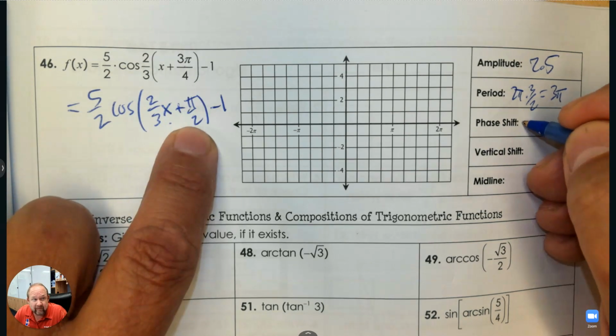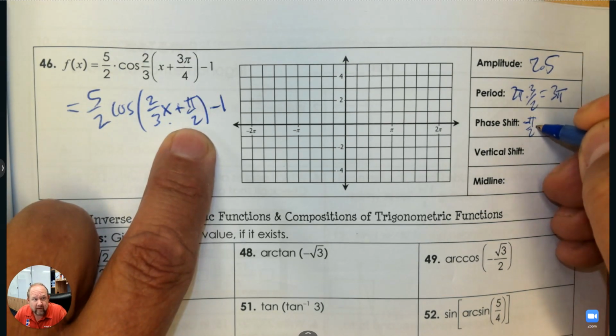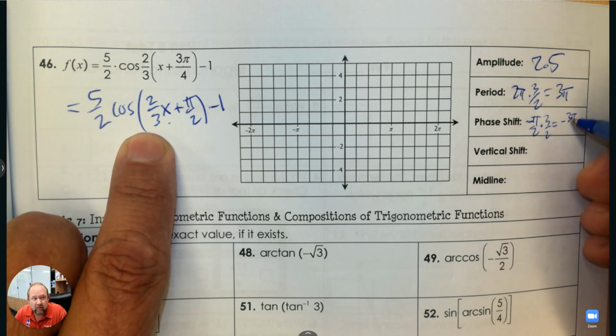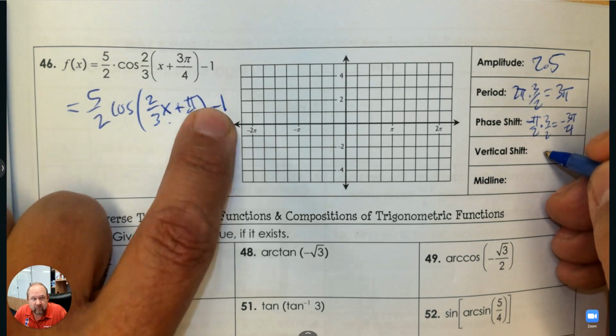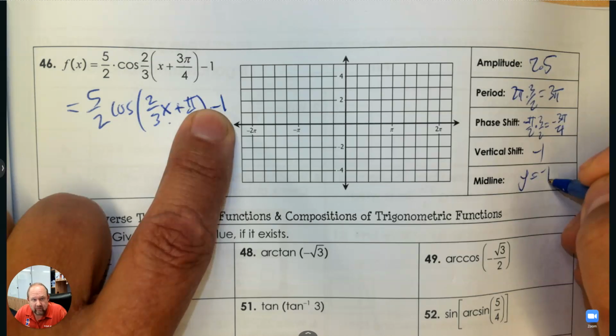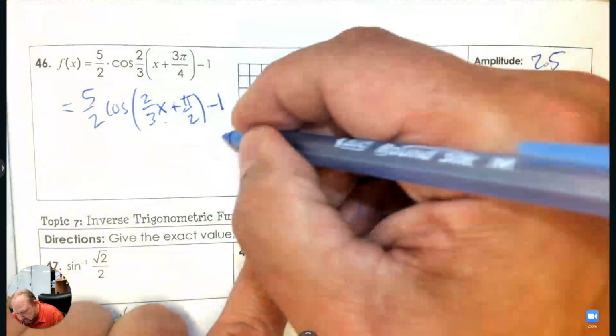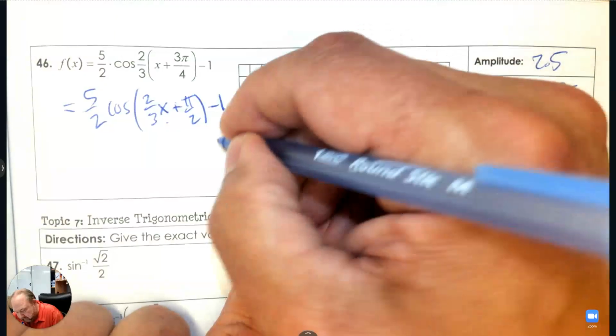We have a phase shift. It's negative pi over 2 times the reciprocal, 3 over 2. That's negative 3 pi over 4. Vertical shift is negative 1, which is our new midline. So we're going to start there at negative 1. Again, press pause and try it, right? Don't just copy. That's no learning.